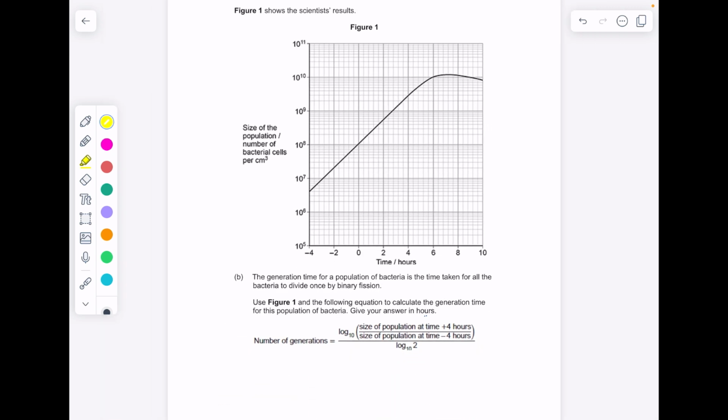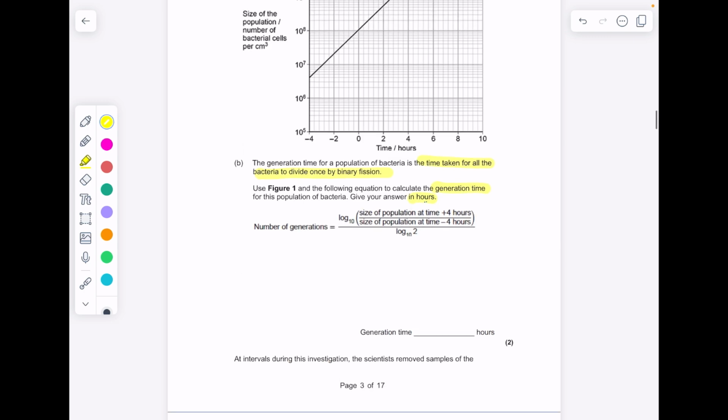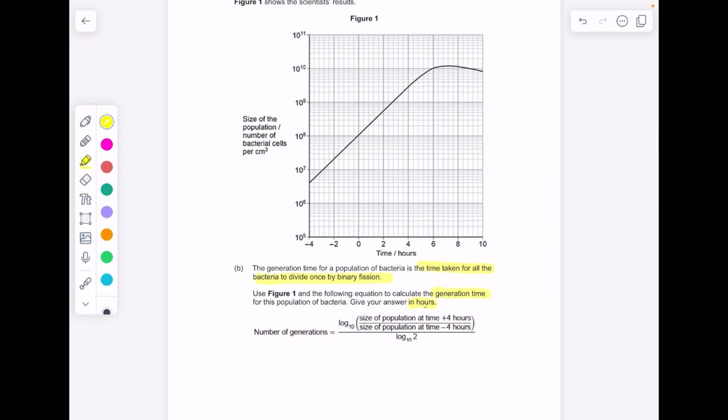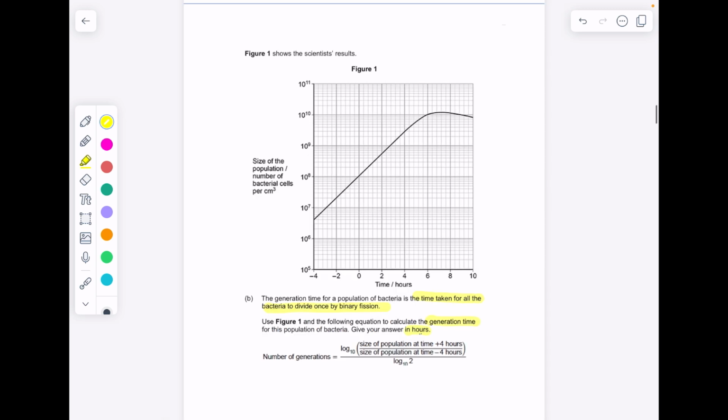The generation time for a population of bacteria is the time taken for all the bacteria to divide once by binary fission. Use figure 1 and the following equation to calculate the generation time for this population of bacteria. Give your answer in hours. Now, considering this is only 2 marks, this is an awful lot of work and a pretty difficult question. The first thing to look at is what's here. It says size of population at time plus 4 hours, size of population at time minus 4 hours, which means I need to just draw a couple of lines here and here to work out the population sizes at the relevant times. So it's here and here.